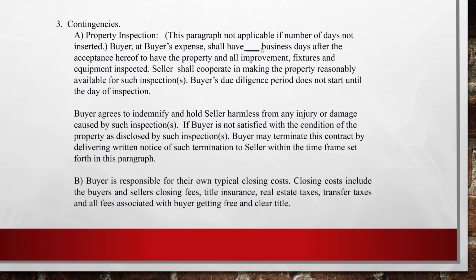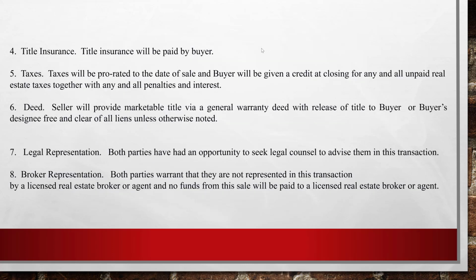So sometimes sellers will think that your price is above and beyond what their liens and maybe some of their judgments and things are, but it's not. Your sellers are responsible for paying those at closing, and their proceeds will be the net between the two. Okay, title insurance will be paid by the buyer. Taxes will be prorated to the date of sale, and buyer will be given a credit at closing for any and all unpaid real estate taxes together with any and all penalties and interest.